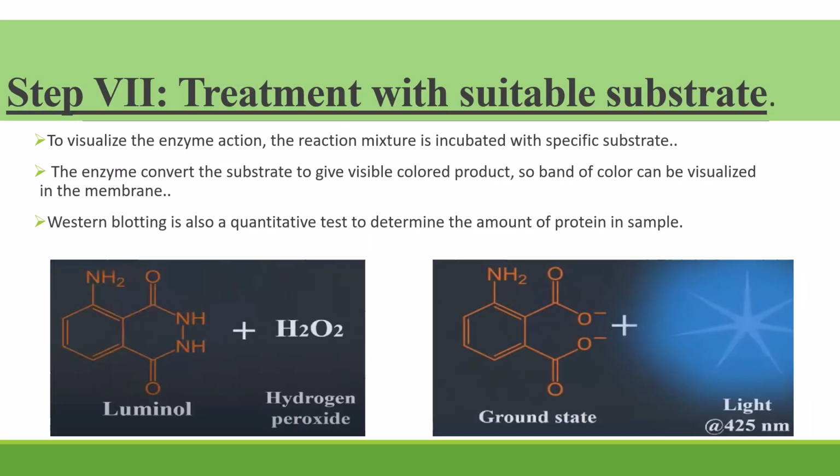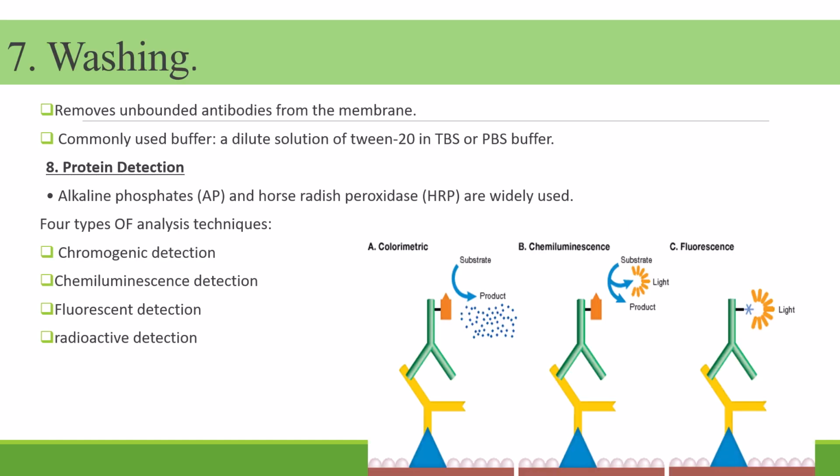After this, how will we detect? For detection, we need a specific substrate. Luminol is the substrate. In the presence of luminol and hydrogen peroxide, what will happen? The luminol will convert from ground state to excited state, and while relaxing, it will generate light. That light will be captured through ChemiDoc. You can visualize them.